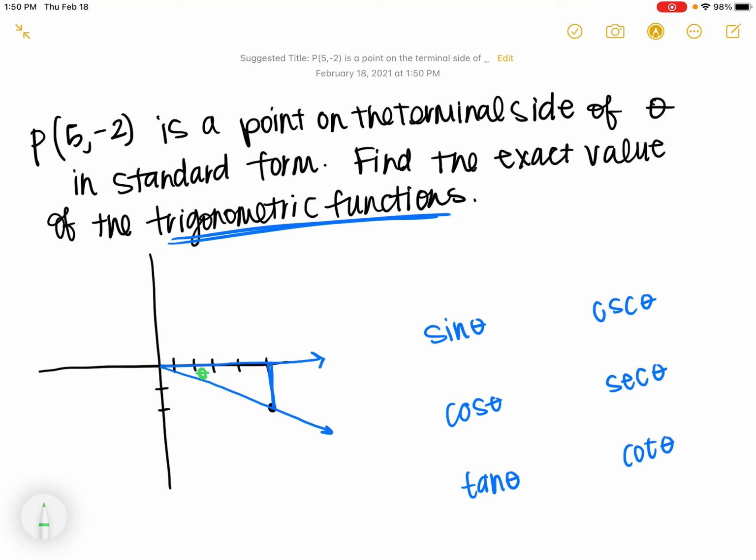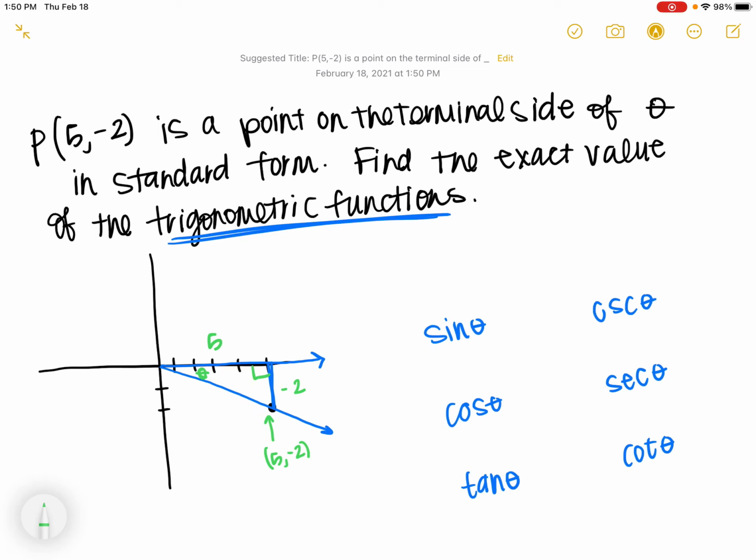Okay, so this point is (5, -2), which means that this length here is 5, and this length here is -2. And I get that a length can't be negative, but since it's in the 4th quadrant and all the y values there are negative, since we're working in the quadrants, that's why we're going to say that is negative. Okay.